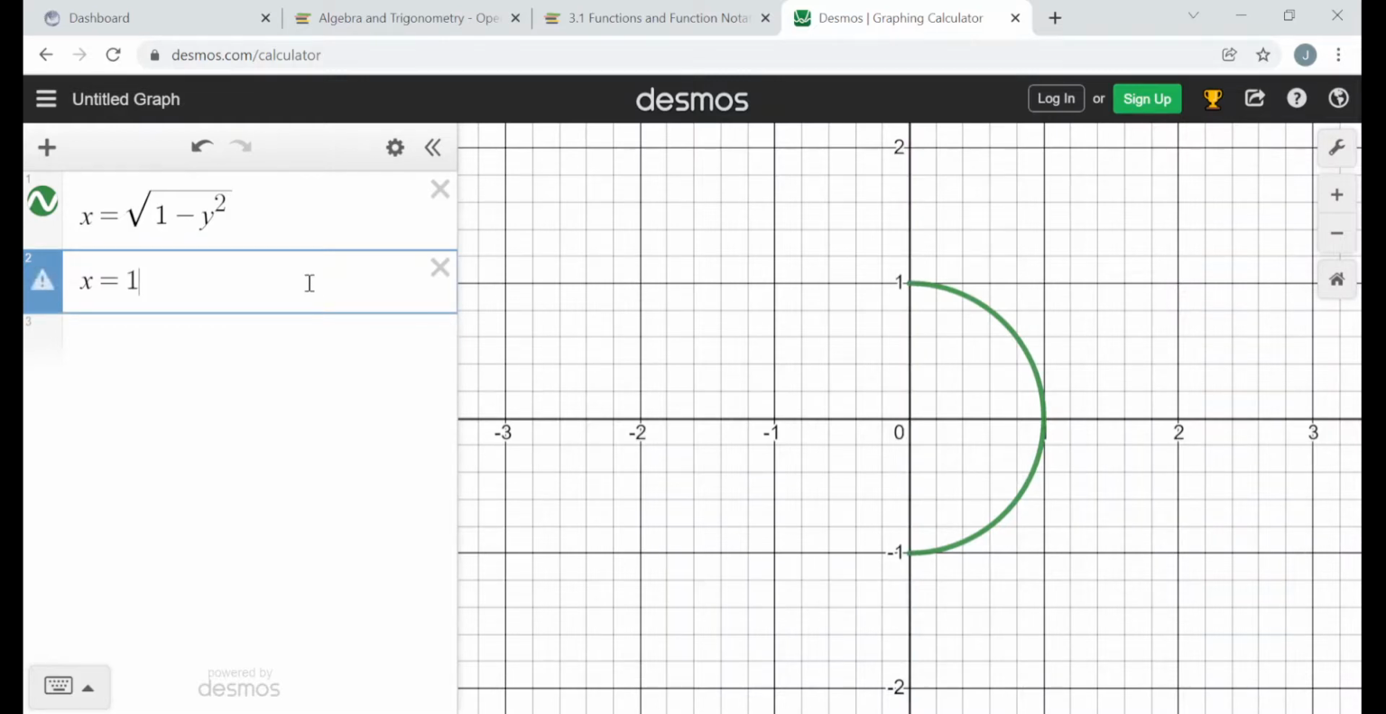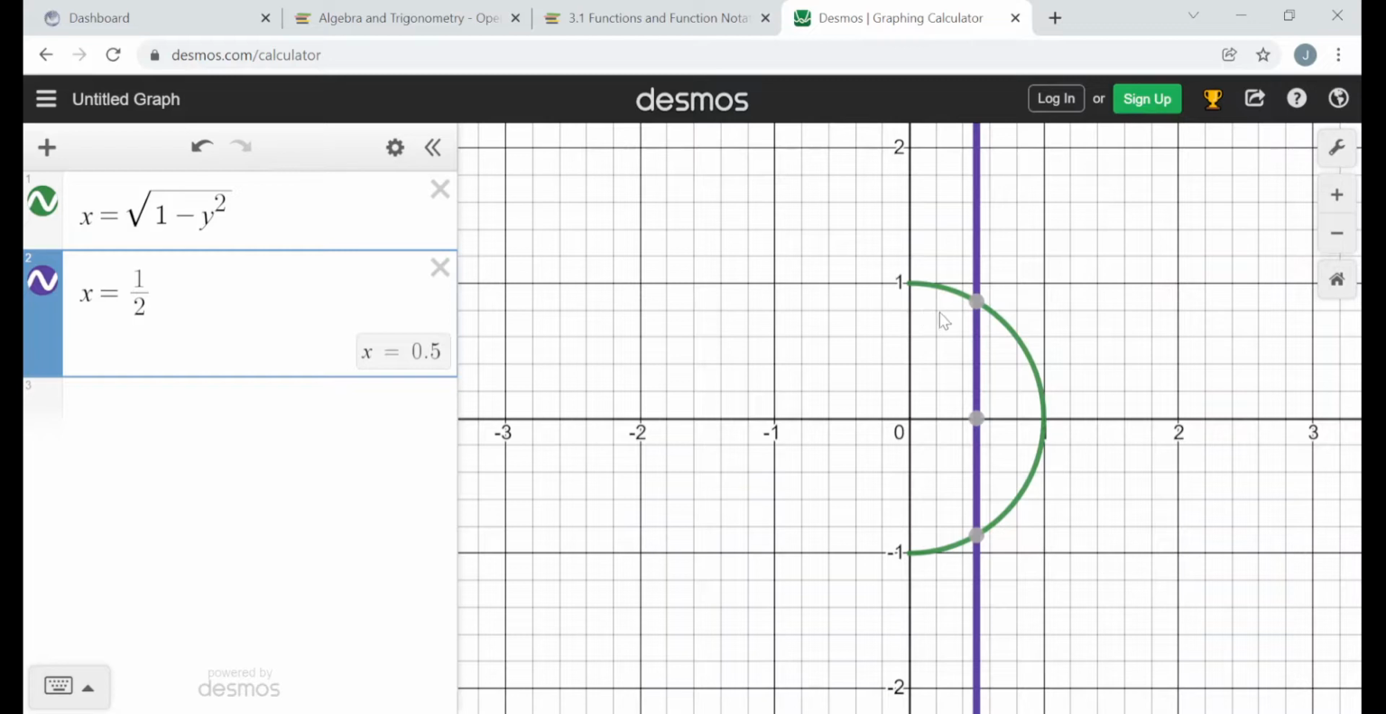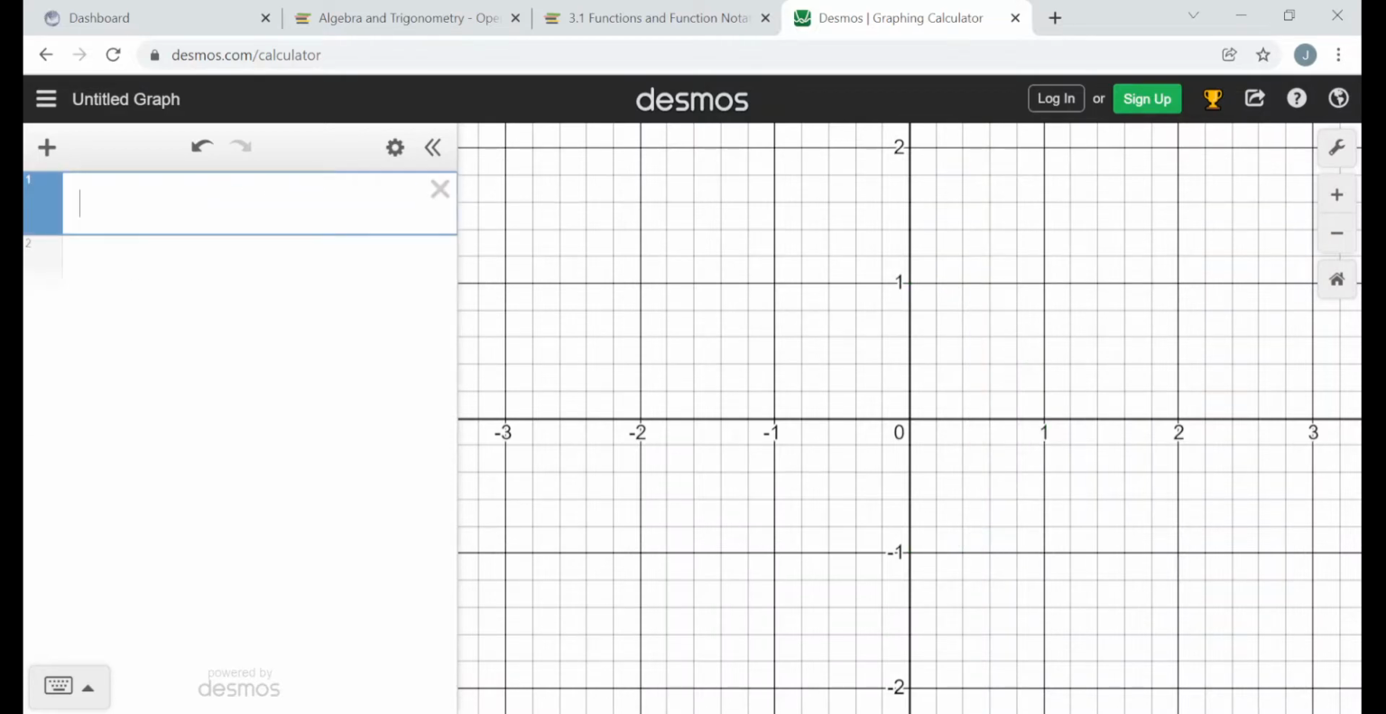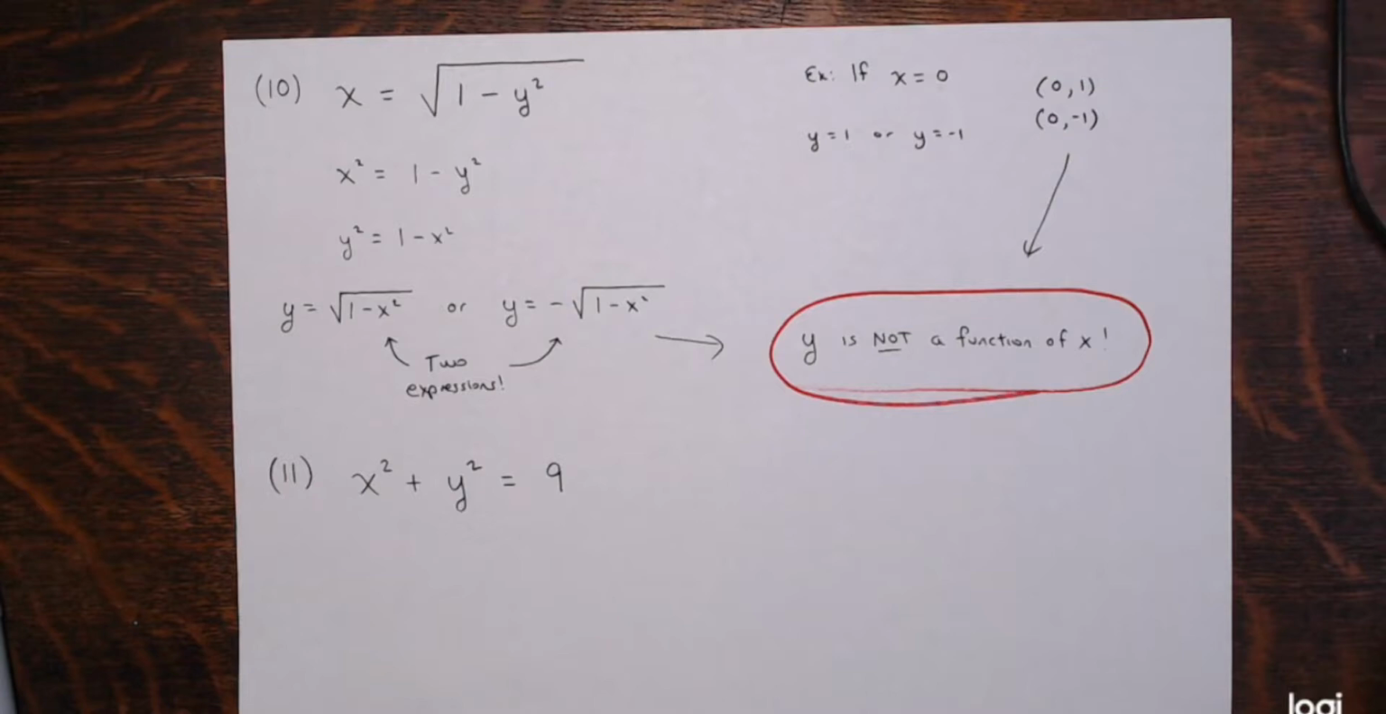x equals 1/2, right there. That hits the graph more than once, right? So basically, any vertical line from x equals 0 up until x equals 1 only hits it one time, but anything from 0 up to 1, not including 1, will hit the graph more than once. So this is not a function. y is not a function of x here, as we already saw. You don't need a graph to say that.